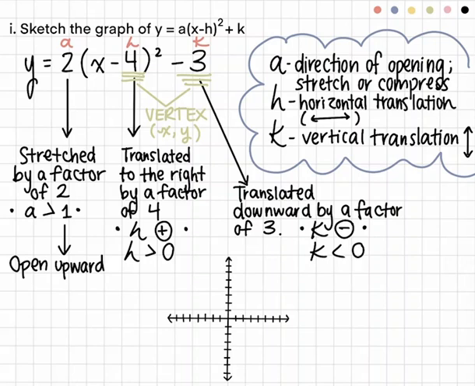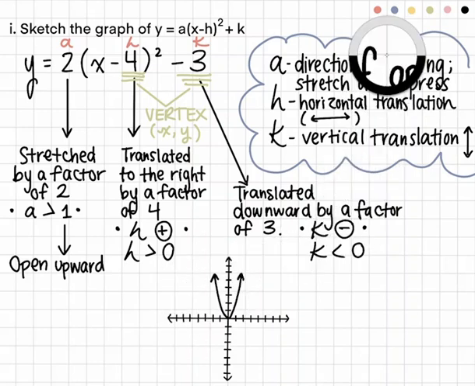Okay, so what I'm going to do is sketch the parent function into the graph so you can see where we're starting, okay? And I'm going to choose a different color. I know that this parabola is going to move to the right by 4 and down by 3. So I can actually do that. I could go right 4, 1, 2, 3, 4, and I can go down 3, 1, 2, 3.